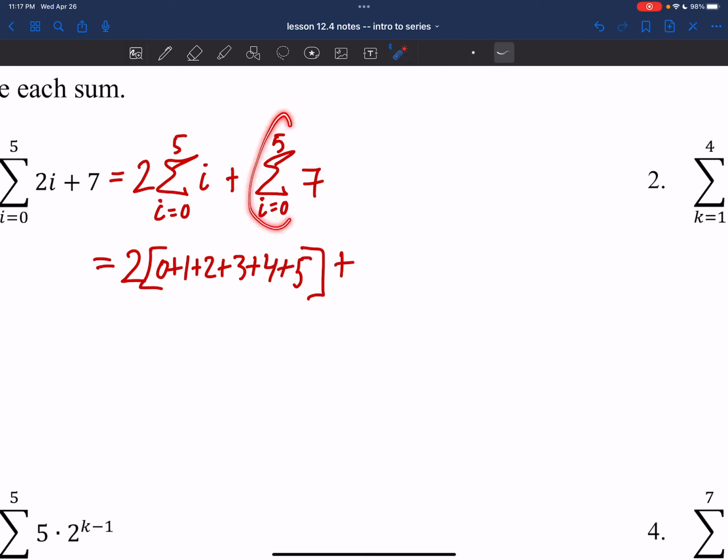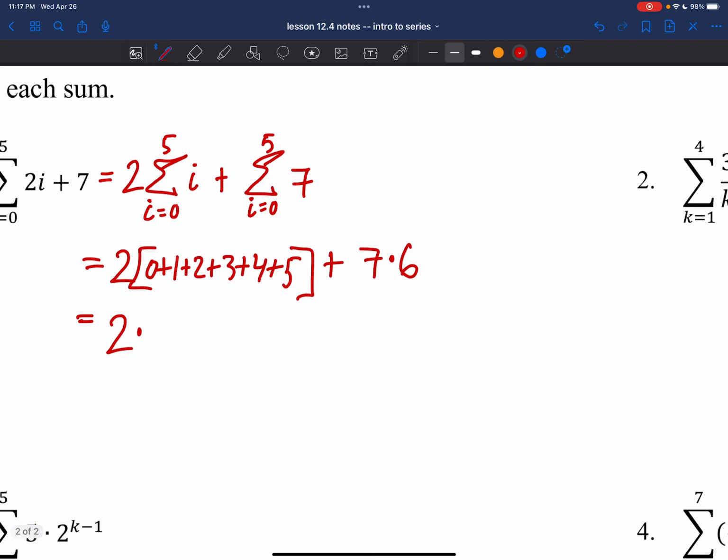think about it as what's the distance between these two, right? From 0 to 5, 1, 2, 3, 4, 5, right? How many terms are there? 1, 2, 3, 4, 5, 6. So kind of like our last problem, it's 7 times 6. I'm adding 7 6 times. And so this becomes 2 times, let's see, 1 plus 2 is 3, plus 3 is 6, 10, 15. Plus 7 times 6, well, that's 42. So that's 30 plus 42, which is 72.